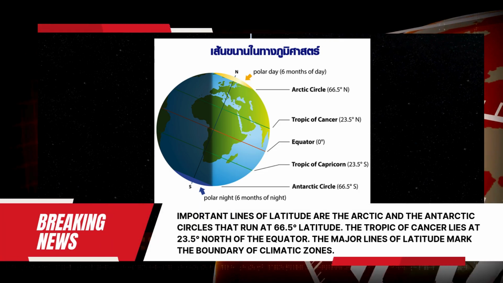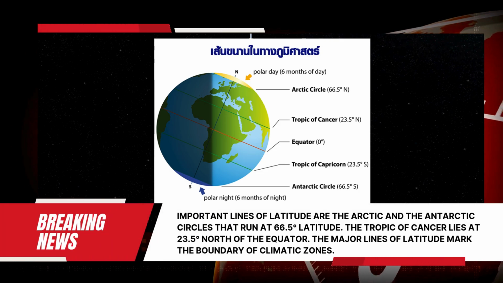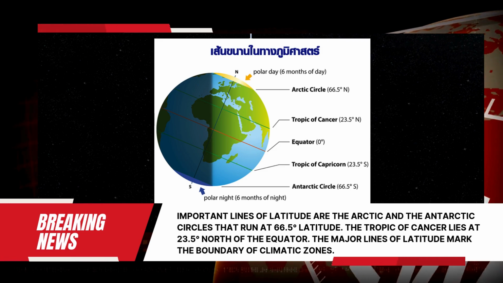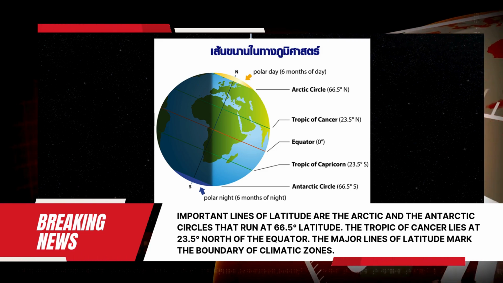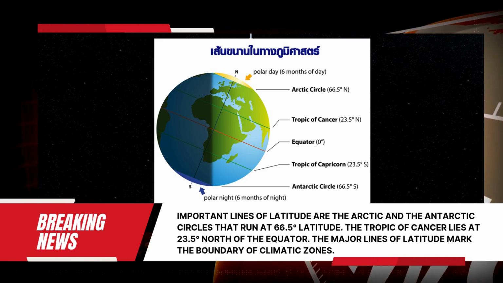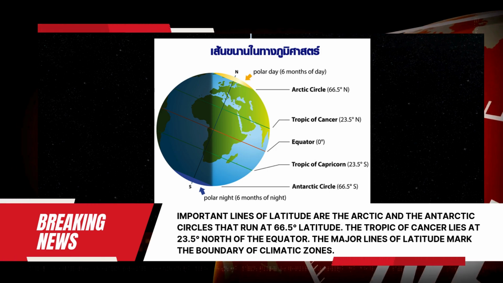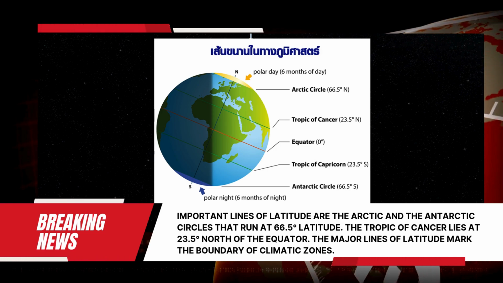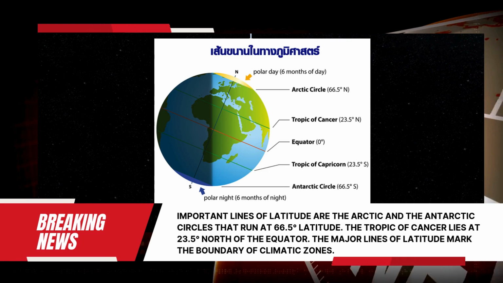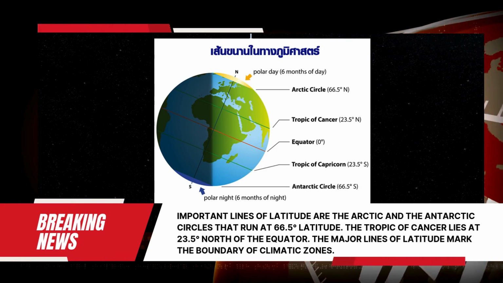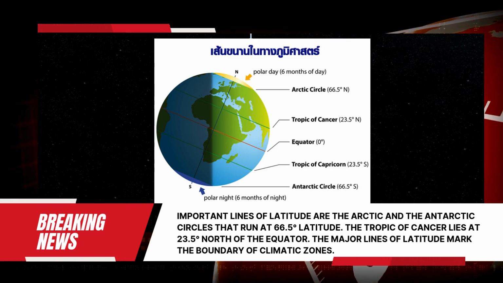Important lines of latitude are the Arctic and the Antarctic circles that run at 66.5 latitude. The Tropic of Cancer lies at 23.5 north of the equator. The major lines of latitude mark the boundary of climatic zones.